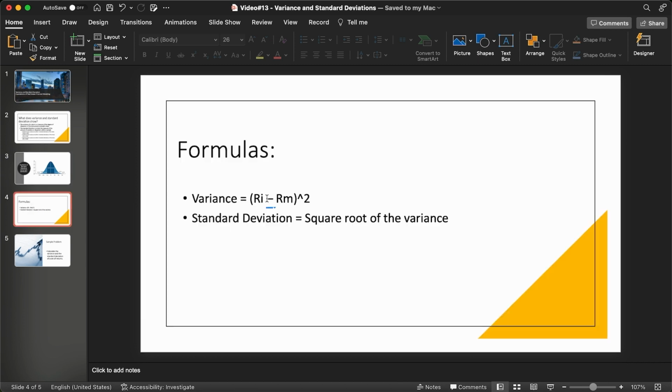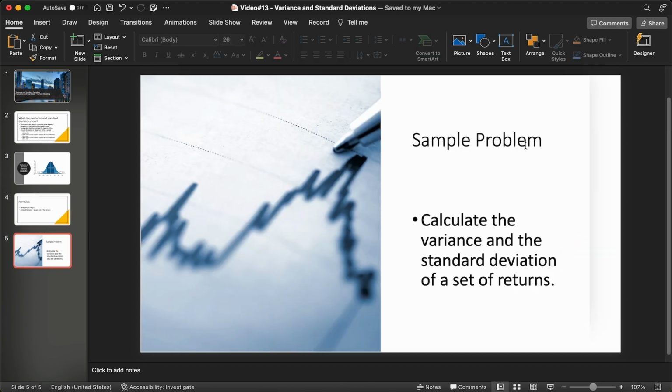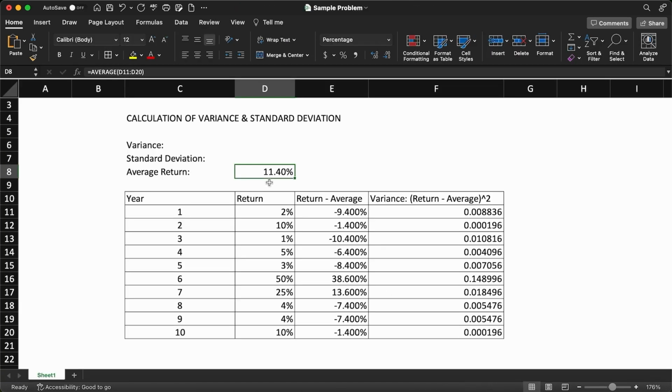That's how you calculate the variance: the specific data point of a return minus the average of the returns, squared, and then the standard deviation is simply the square root of the variance. So let's go through a quick sample problem where we'll calculate the variance and the standard deviation for a set of returns. So here we have a set of returns.